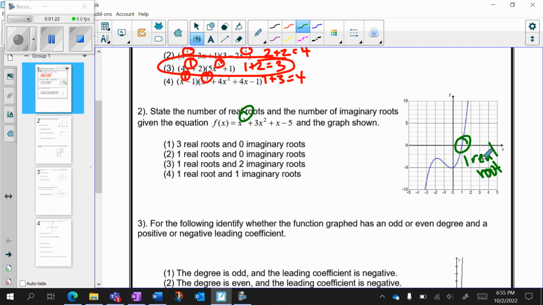So if I only have one real, that means I must have 2 imaginary, so it has to be choice 3. Again, 3 total roots, only one of them intersects the x-axis, so only one of them is real, therefore 2 are imaginary, and remember, imaginary roots come in pairs.